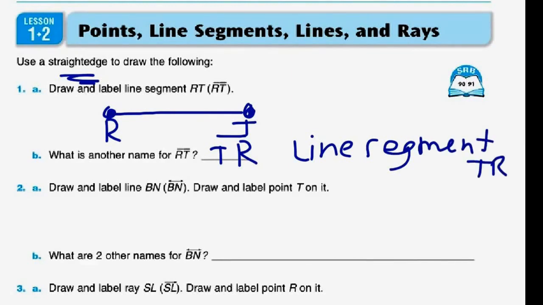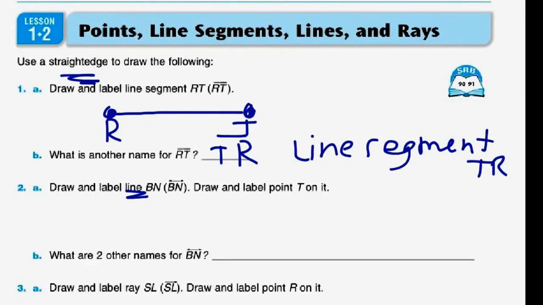Either way. 2A is going to ask us to draw and label line BN, line this time, not line segment. And then we're going to draw and label point T on it. So for a line, I need to make sure that this is not a segment of a line.